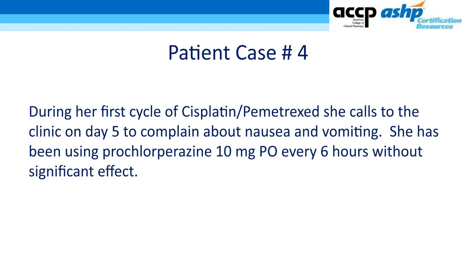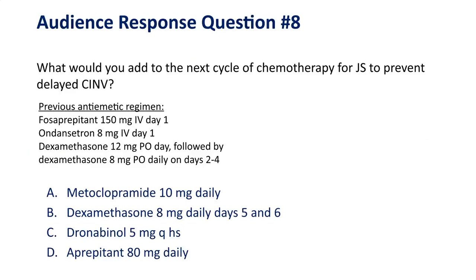For our last patient case, we're continuing to follow our patient that had started cisplatin and pemetrexed. She calls the clinic on day 5 to complain about nausea and vomiting. And she's been using prochlorperazine 10 milligrams by mouth every 6 hours without significant effect. As you may recall, this particular patient received a 4-drug regimen, including fosaprepitant, ondansetron, and dexamethasone in combination with olanzapine. What would be next appropriate to add for this particular patient to prevent delayed emesis?